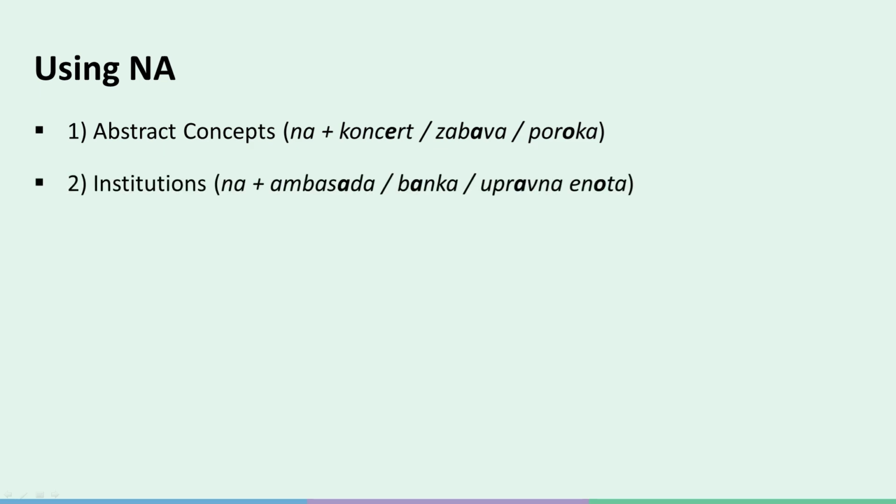Institutions is a pretty weak category, but still, if you're going somewhere to deal with a public servant or to do some official business, chances are it's na. But check the list again, since it includes most words that fall into this category. Other ones go with u.